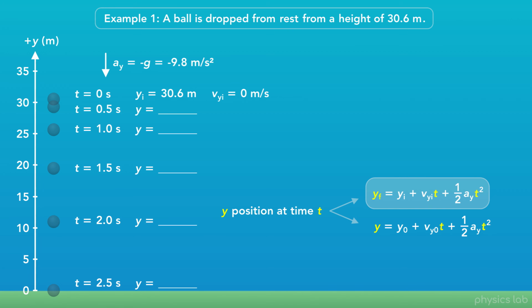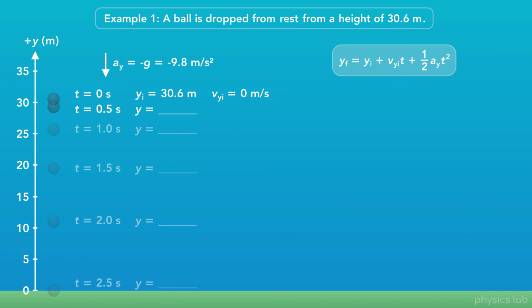Usually, we're focused on 2 points in the motion, so we call the first one initial and the second one final. Final doesn't have to mean when the ball hits the ground, it's just the second point that we're focusing on. So when we find the y position at each time, you can think of each one as the final y position in the equation, but we're just going to label them as y.